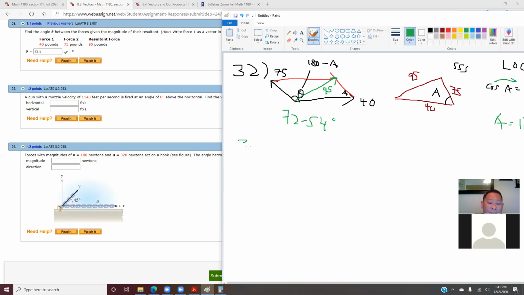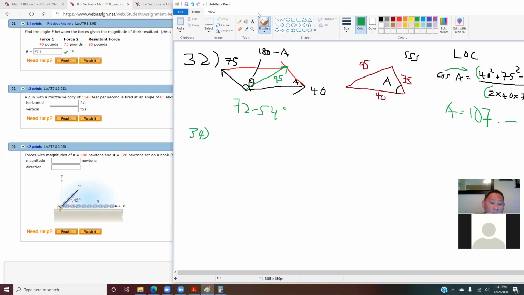So again, in the test, it doesn't matter which way you do it, as long as you give me your answer correctly, then I'll take it. Okay. So we have two forces, V and U. V is 140 newtons and U is 320 newtons on a hook, and it falls at a 45 degree angle. Find the direction and magnitude of the resulting force of these forces.